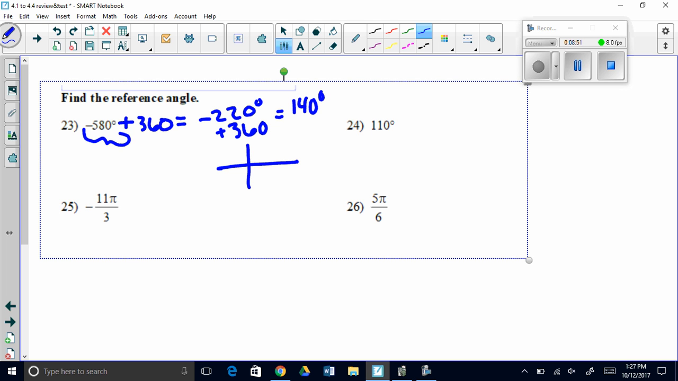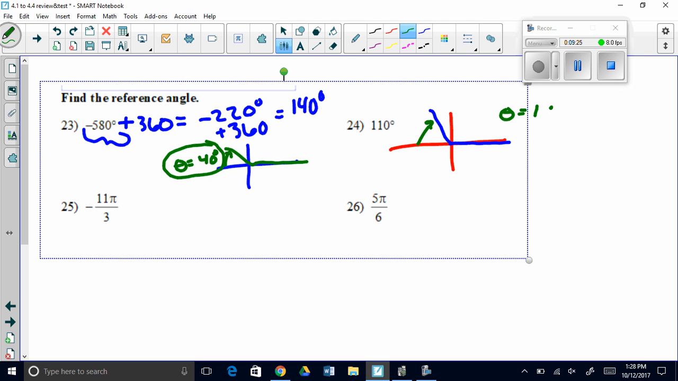So I know 140 degrees is over here in this quadrant. And I know my reference angle would go up from 180, so that would be a 40-degree reference angle. Remember, reference angles always come off of the x-axis and you measure the angle measure up. 110 degrees likewise would also be in that quadrant. So for measuring up from 180, it would be 180 minus 110, which gives us 70 degrees. So that reference angle should be 70 degrees.